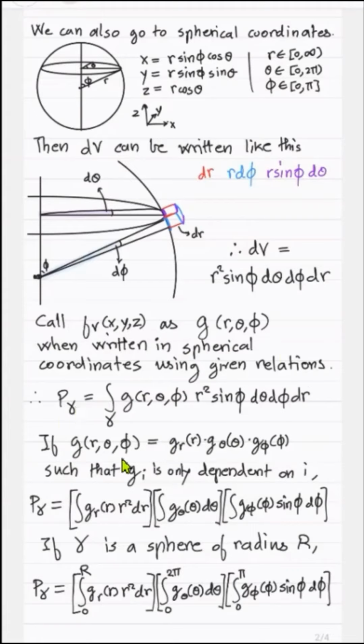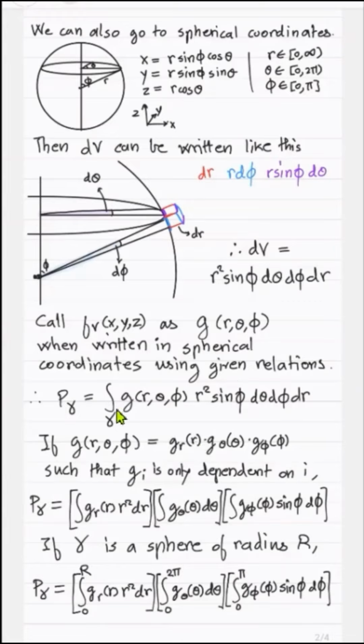Okay. So if somehow your g, which is a function of r, theta, and phi, is separable, you can write it as a product of these three things: g sub r of r, g sub theta of theta, g sub phi of phi. So g sub r is only dependent on the r thing. It's not dependent on theta at all. For example, r squared would be dependent on r and not theta, while r plus sine theta squared would be dependent on theta. So you don't have those things.